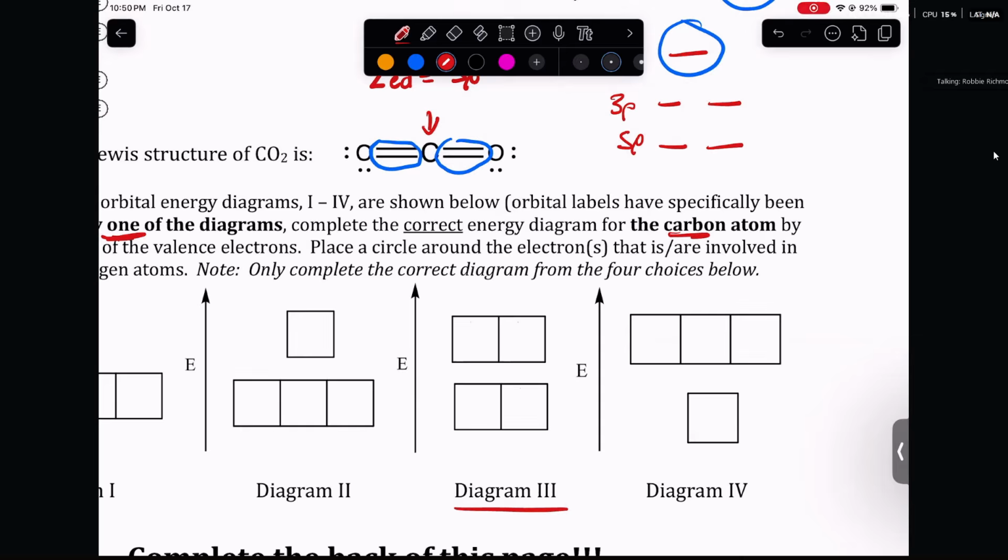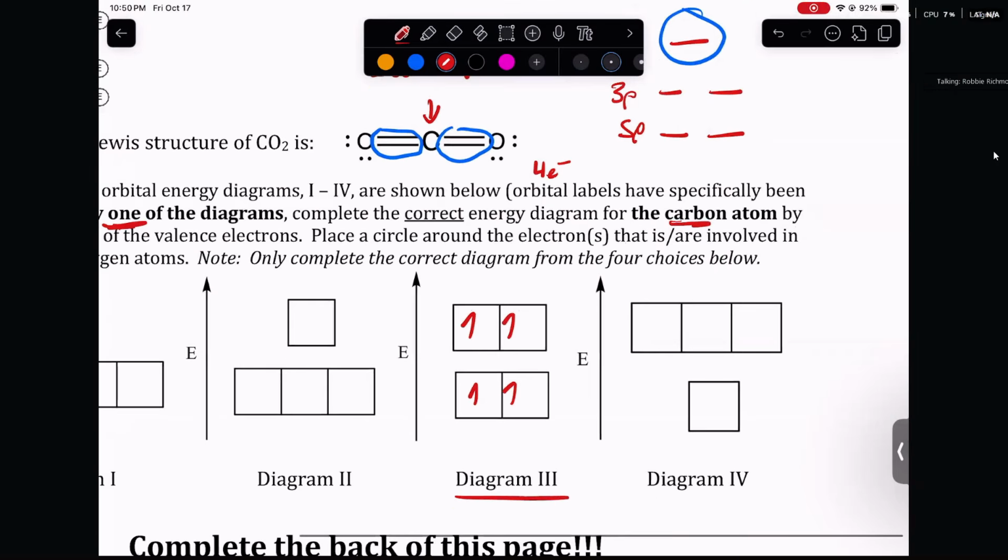What do I mean by this? Carbon has 4 valence electrons, so we're only working with 4 electrons within this hybridized diagram. So I'm just tentatively going to throw all electrons, up arrow, in each orbital. And this is the correct answer if you look at it, and I'm going to tell you why.